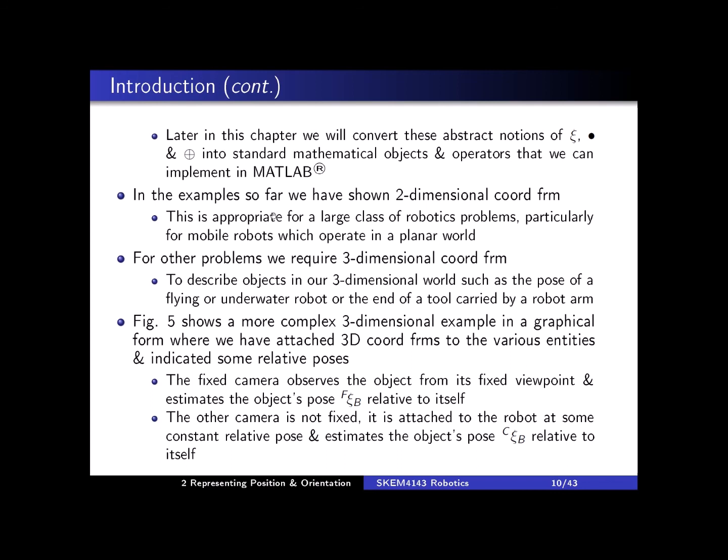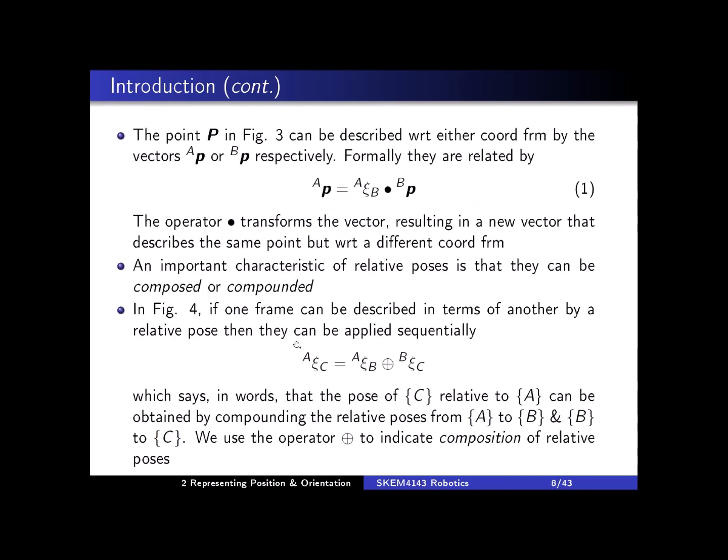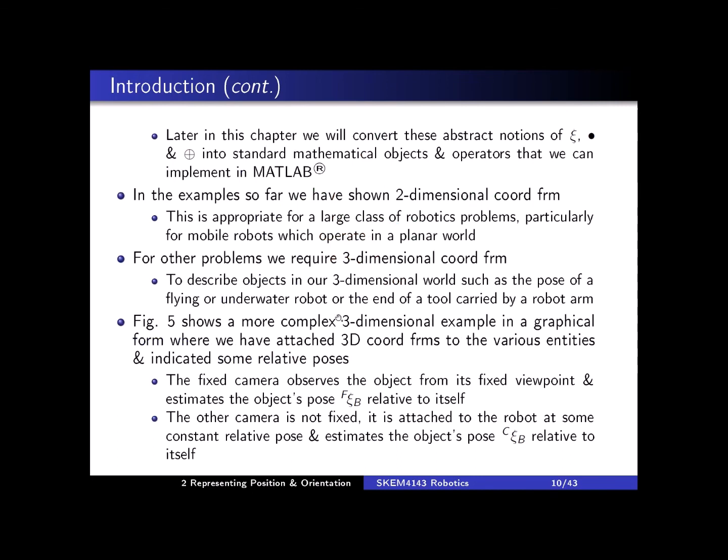In these examples, so far we have shown two-dimensional coordinate frames, and this is appropriate for a large class of robotic systems, particularly mobile robots which operate in a planar world. But for problems like a robot arm, drone, and so on, we require three-dimensional coordinate frames. To describe objects in our three-dimensional world, such as the pose of a flying or underwater robot, or the end of a tool carried by a robot arm, we need three-dimensional coordinate frames.